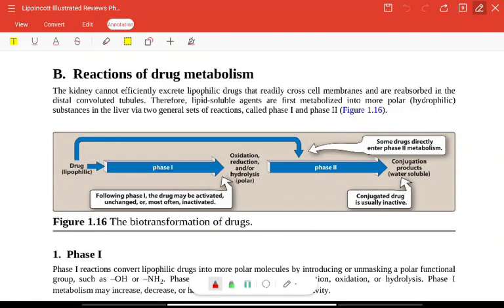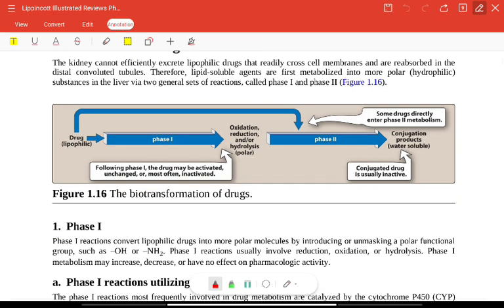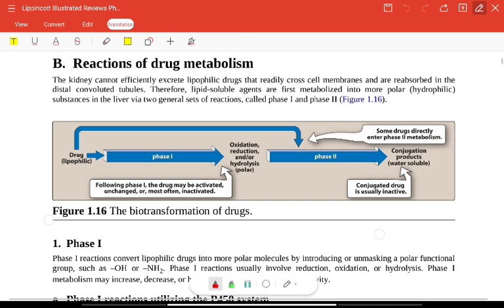Assalamu alaikum. Today we will study the reactions of drug metabolism, that is biotransformation of the drug, phase 1 and phase 2 reactions. Now, since the drug is lipophilic, it goes through phase 1: oxidation, reduction or hydrolysis, any of the reactions to make it polar. Following phase 1, the drug may be activated, unchanged or, most often, inactivated. It can be any of these forms depending on the drug's chemical nature.